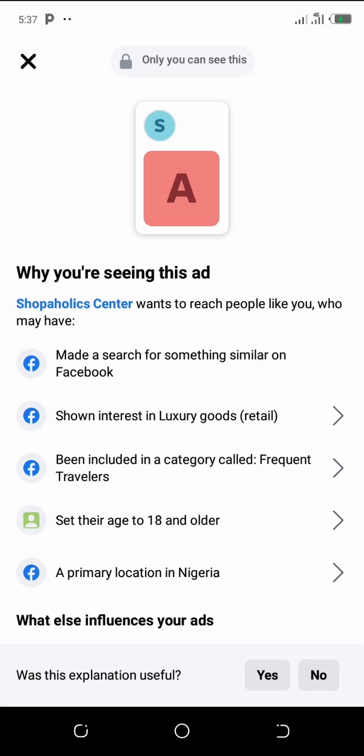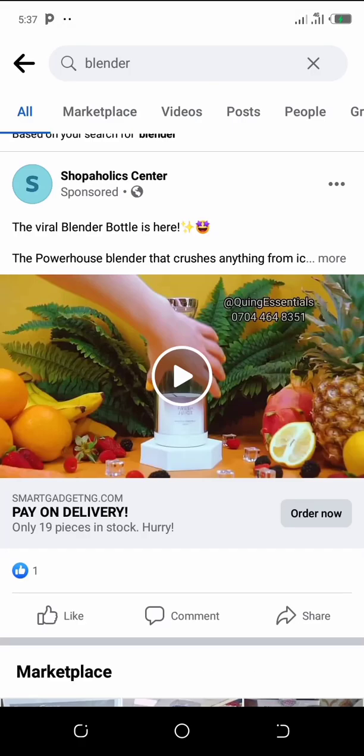Now the truth of the matter is, you can't get the exact whole keyword your competitors are targeting. I have done a lot of research to find a way to come out with those things. I have not seen the exact word. Let me say, for example, you have this page here, Shopaholic Center. You cannot see the whole keyword the person is targeting. I've not seen that before, and I don't think it exists. Maybe it's going to exist in the future, but for now you can't see it.